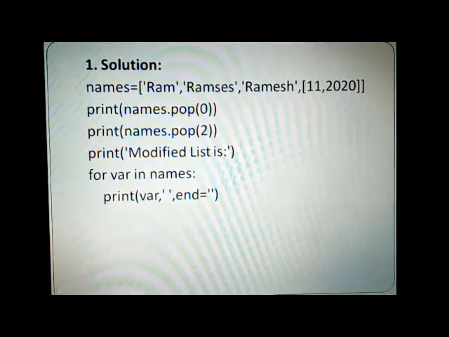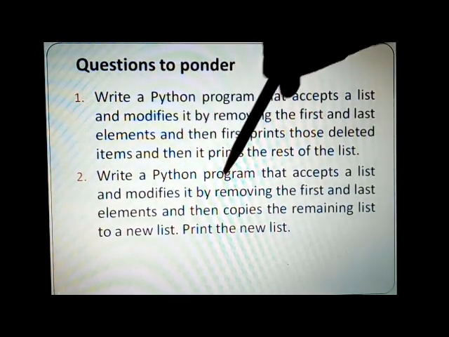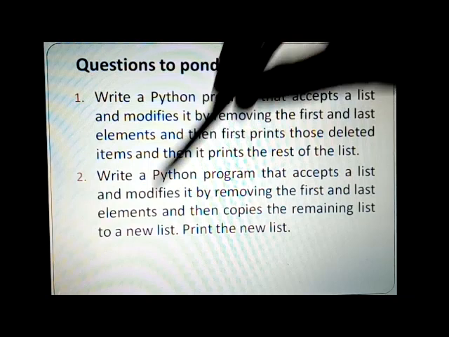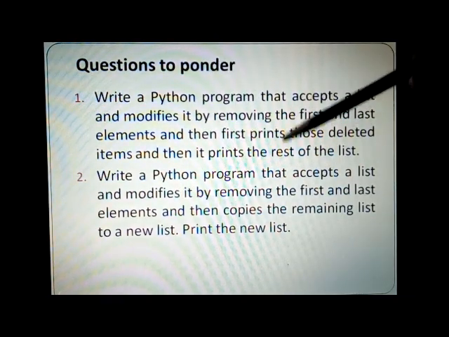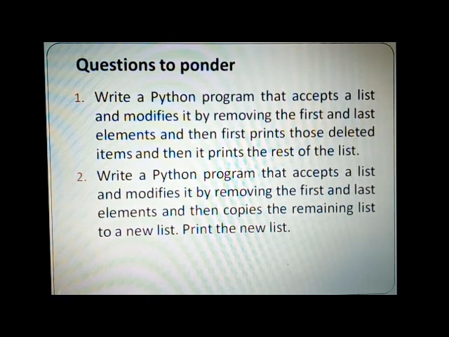Now let us see the next problem: write a Python program that accepts a list, modifies it by removing the first and last elements, and then copies the remaining list to a new list. So this is a similar problem, but again we are not interested in the deleted element. So you can make use of either the del method or the remove method.